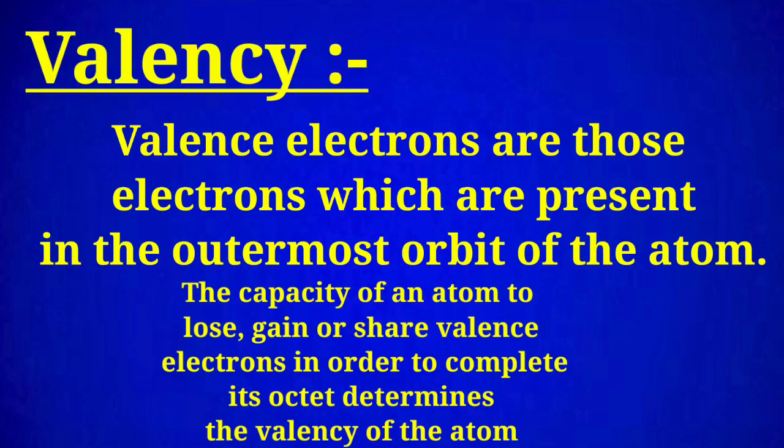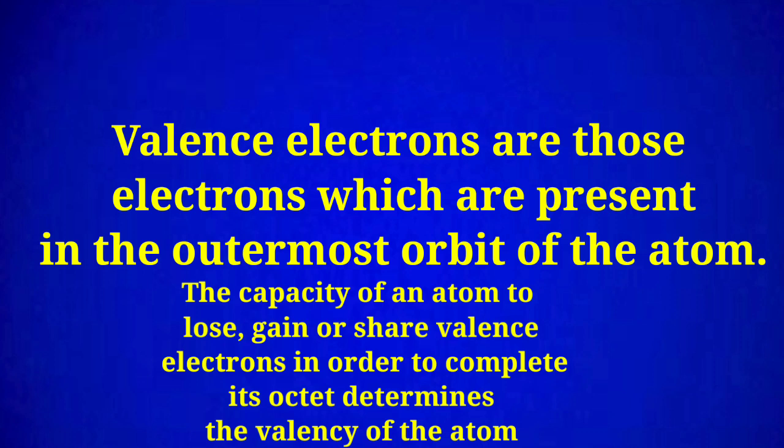Valency. Valence electrons are those electrons present in the outermost orbit of the atom. The capacity of an atom to lose, gain, or share valence electrons in order to complete its octet determines the valency of the atom.